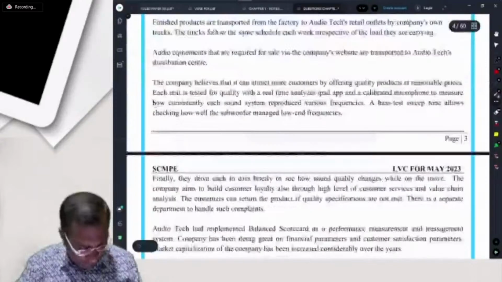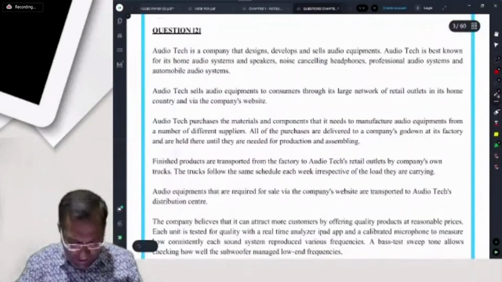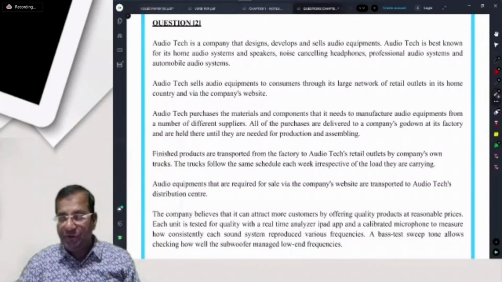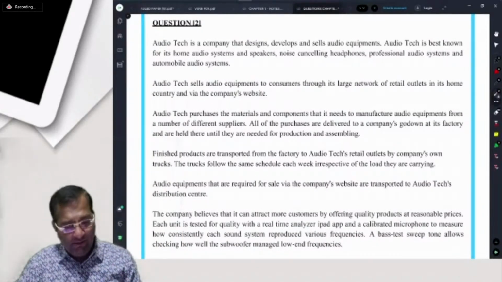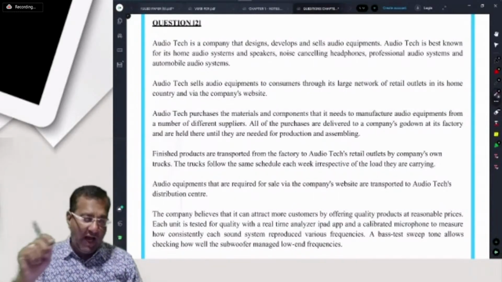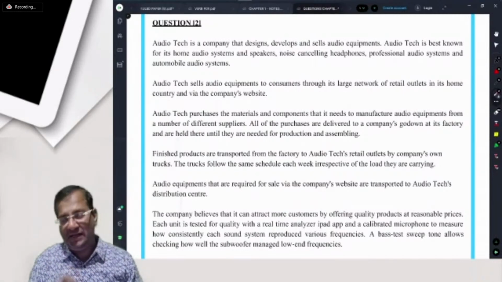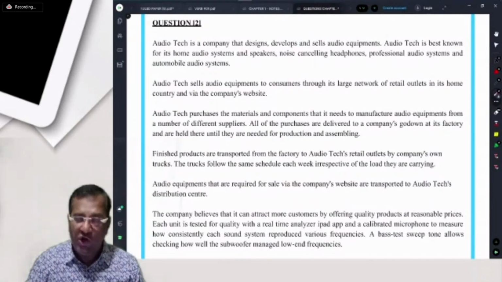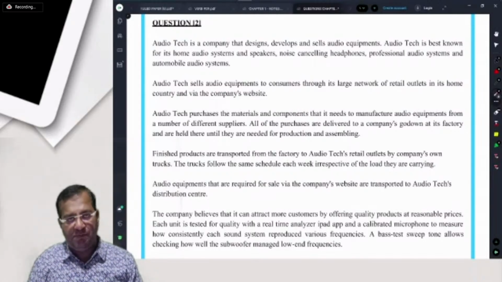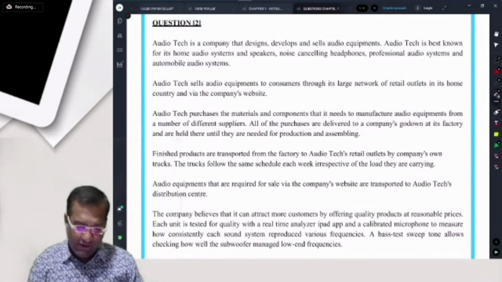Okay, beta. So I'm giving you 3 to 4 minutes just to have a newspaper reading of question number 2, newspaper reading only. Once the 3 or 4 minutes are over, we will discuss in detail each and every para, identify the primary activity, and thereafter explain the primary activity of Audio Tech. So it's your turn, beta. Have a newspaper reading of this question number 2 in the coming 3 to 4 minutes.